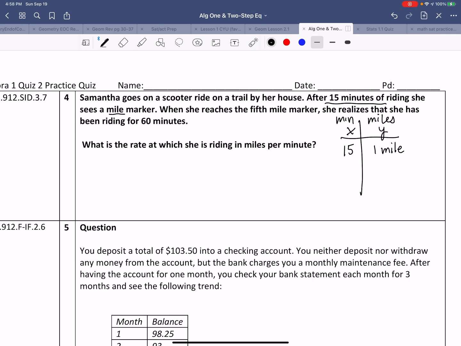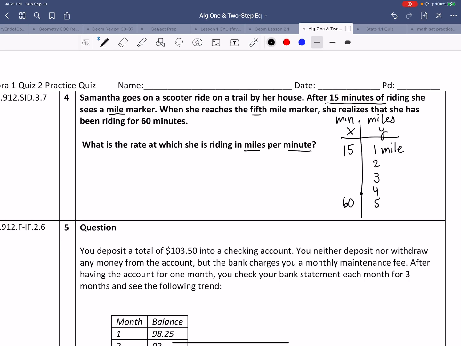Right? When she reaches the 5th mile marker, so notice it's like, well, which comes first, the minute or the miles? And that's always the hard part. So you kind of just have to start somewhere. When she reaches the 5th mile mark, so 2, 3, 4, 5 miles, she realizes she's been riding for 60 minutes.